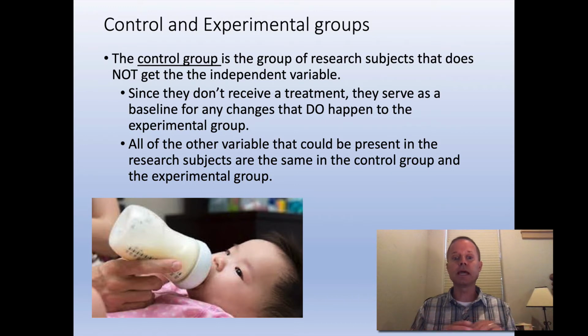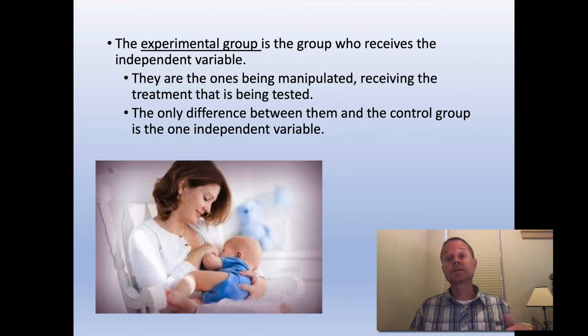So that's the only thing. Age would be the same. Socioeconomic status would be the same. Education of the parents would be the same. So you'd keep all these variables the same. The only thing you would change would be how they got their milk. And the control group is the group that does not get the independent variable. The experimental group is the group who receives the independent variable. They're the ones being manipulated. They are receiving the treatment that is being tested. The only difference between them and the control group is the one single independent variable. You try to keep everything else the same.